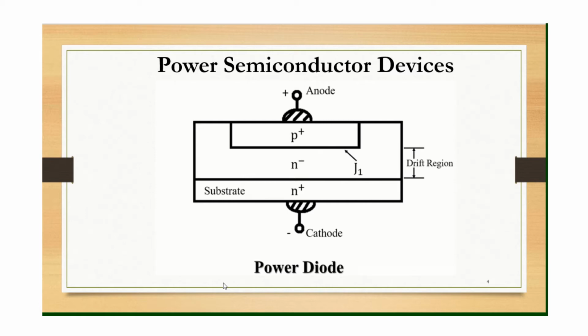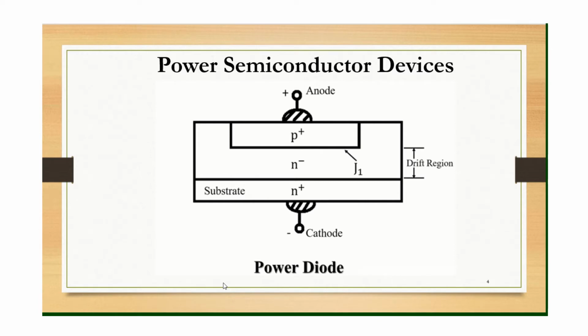The substrate will be the cathode of the diode, which is heavily doped, and the thickness may go up to 150 micrometers, and the anode is a heavily doped P plus region, right? That forms the PN junction, whereas in between you have this drift region, which is a lightly doped N minus region. Its thickness depends upon the breakdown voltage of the diode. For a higher breakdown voltage, the drift region will be wider, and its function is to absorb the depletion layer of the reverse biased PN junction.